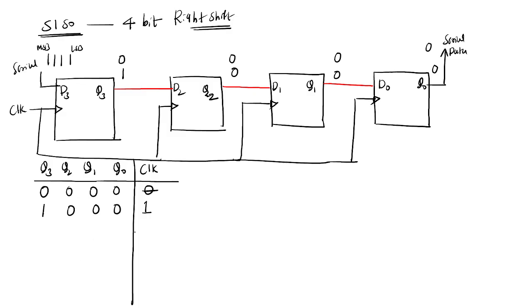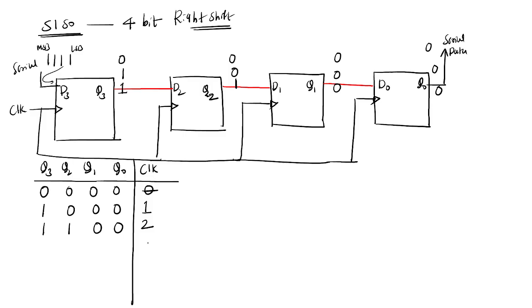Did you understand? Yes, sir. Second clock pulse, what happens? This will be shifted. So that means Q2, this one will come to Q2, and again this value will come to D3. So Q3 becomes 1. Remaining all are zeros. So that means here 1 1 0 0 you will get.